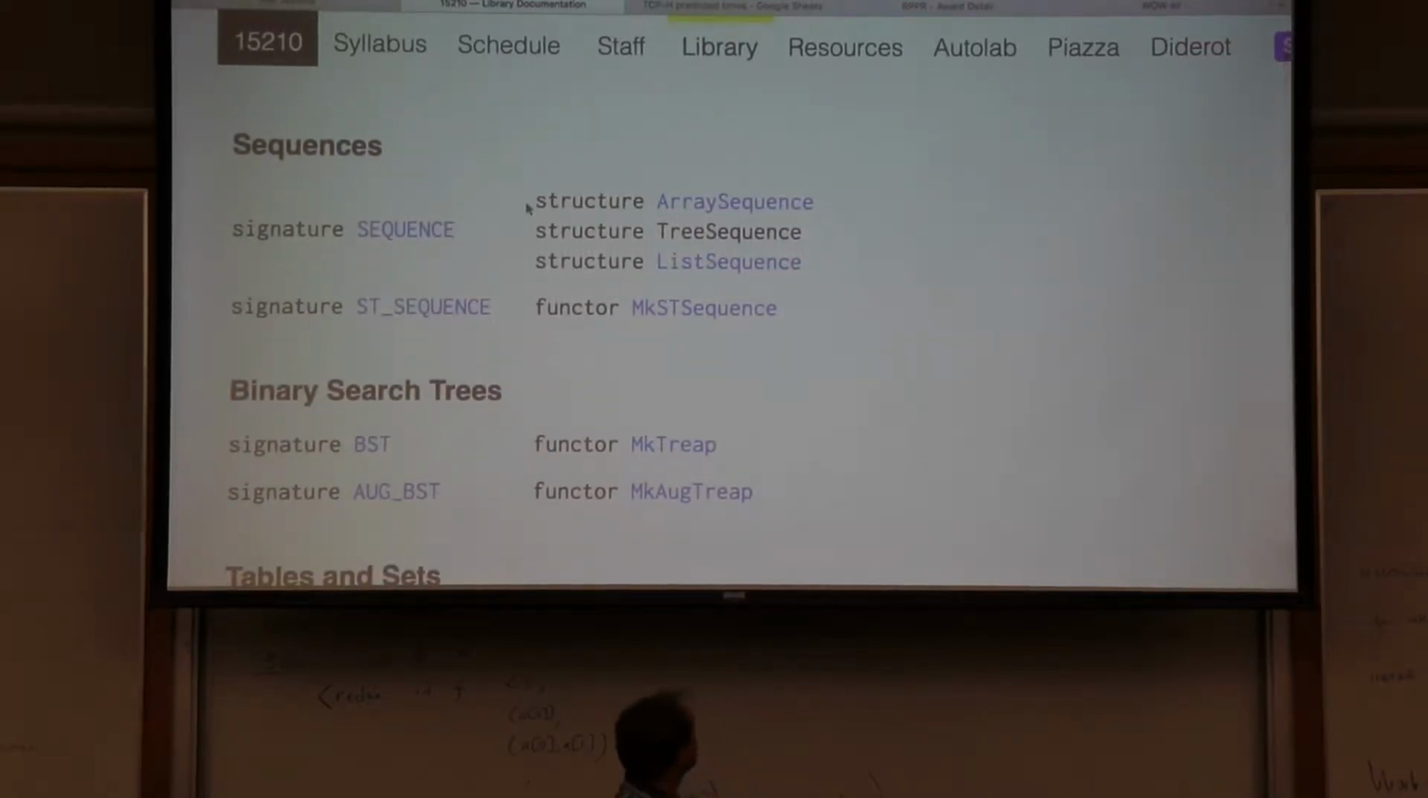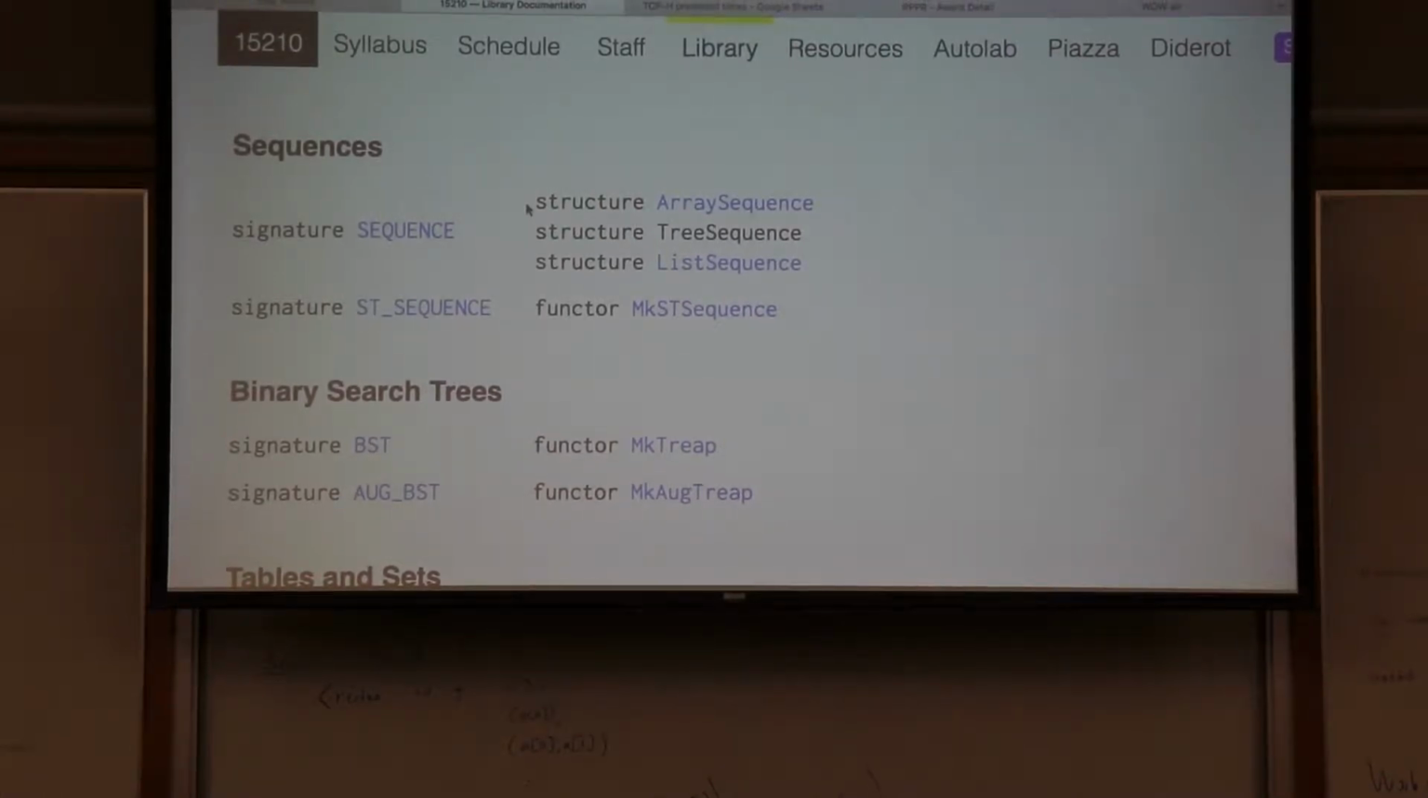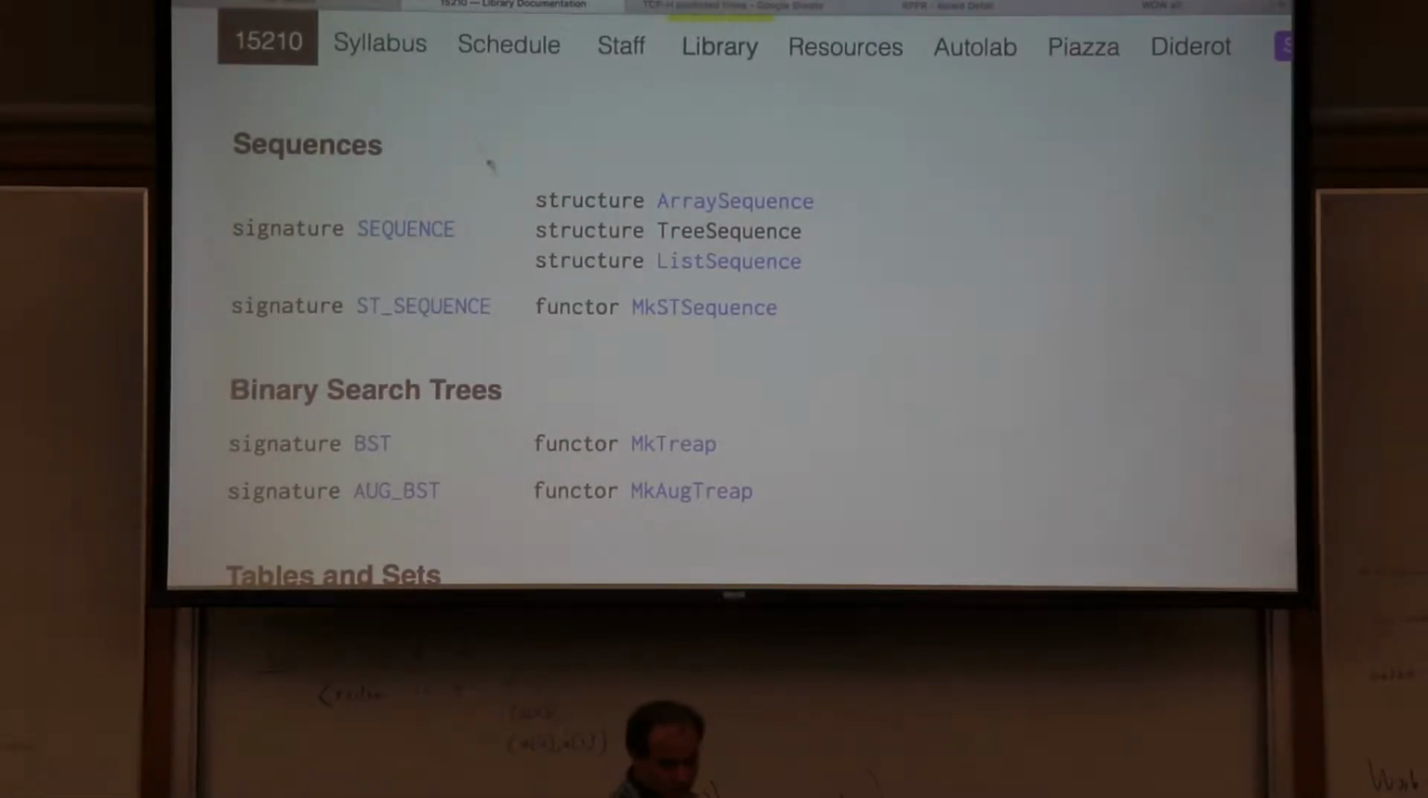So this is all done in the context of SML, standard ML. There's a signature for it, and there's actually 3 different implementations. There's array sequences, which Umut was talking about. We also have the exact same interface implemented with trees, and the exact same interface implemented with lists. Obviously, the list one is not parallel. The tree one is parallel, but has a somewhat different cost model. So you can go in there, and if you click on these, it will tell you various things.